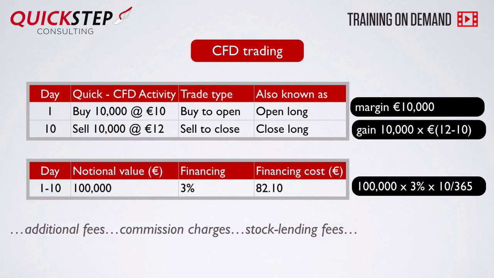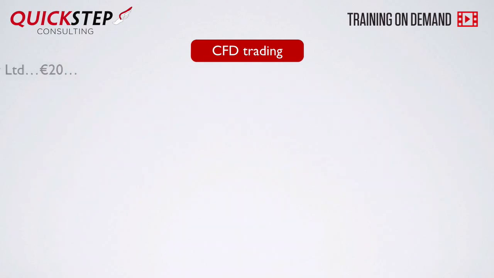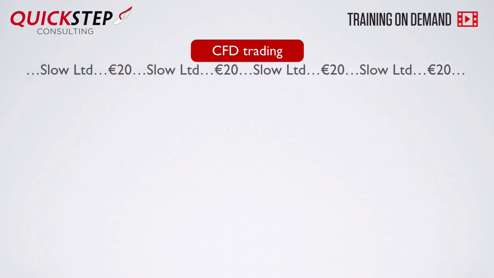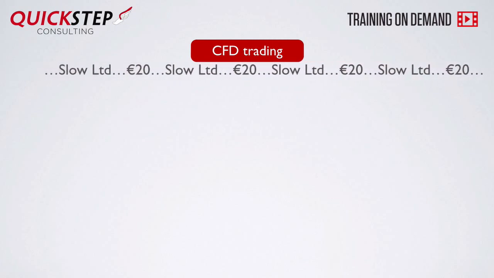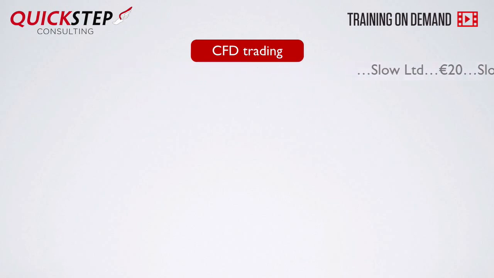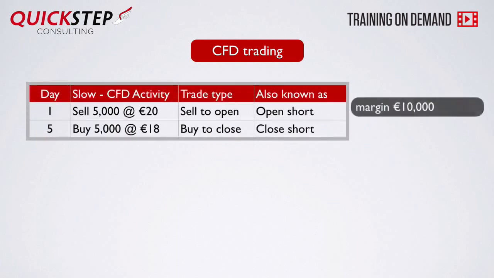That fund was bullish on Quick Limited, so created a long CFD position. The same investment manager holds a negative view on Slow Limited. Slow is trading at €20 per share. Thinking that the price will fall, the fund executes a sell to open and thus creates a short position. The fund sells 5,000 CFDs. The fund sold 5,000 Slow CFDs at a price of €20.